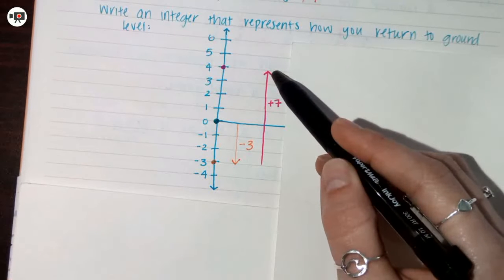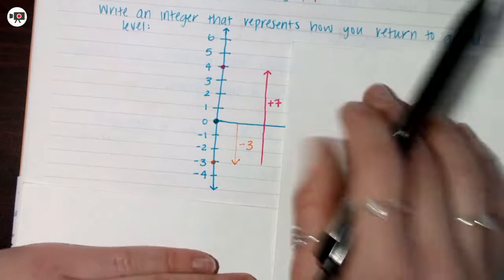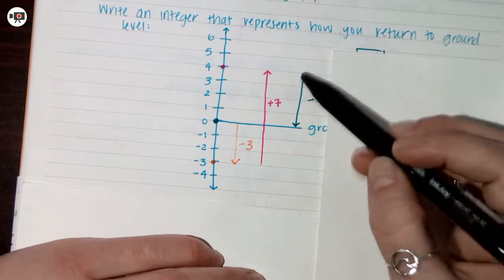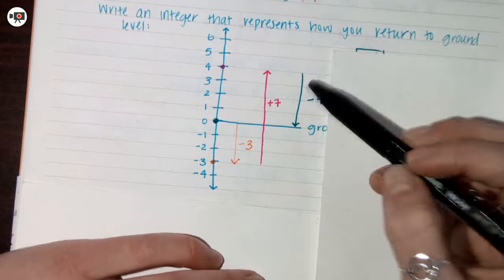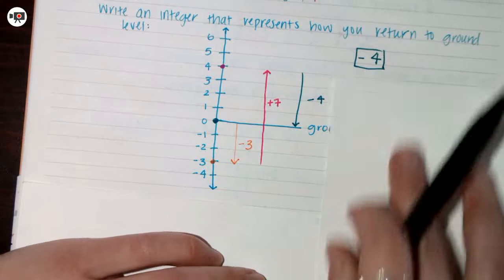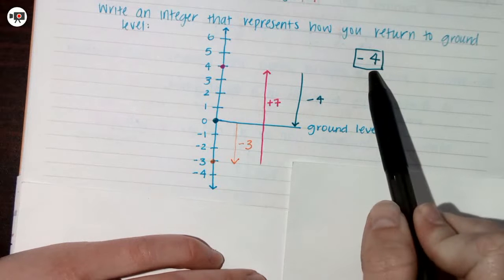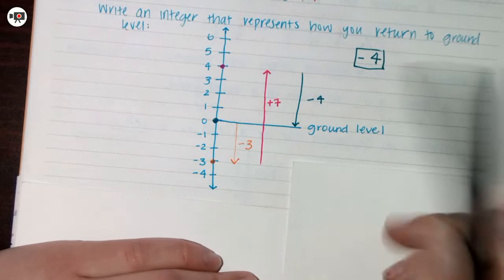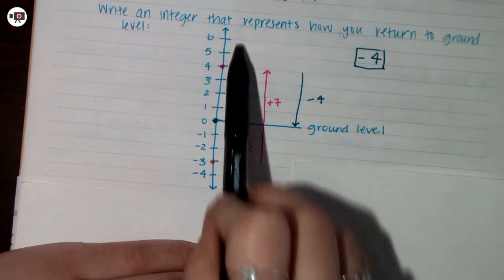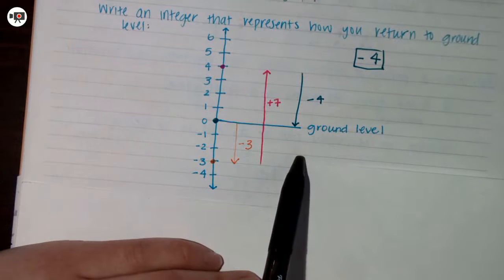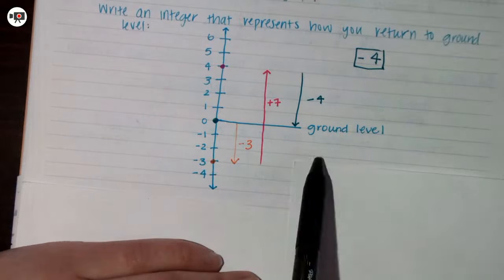Then it says you need to return to ground level. So to get back to ground level, I have to go down 4. So the integer that represents how you return is negative 4. All these arrows show what you have to do throughout the word problem.